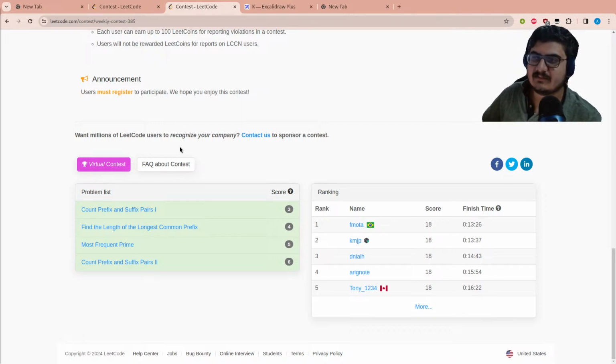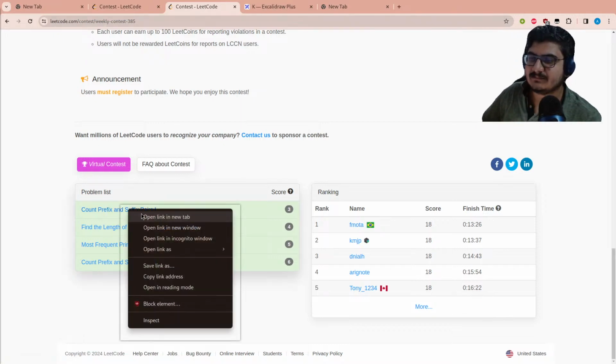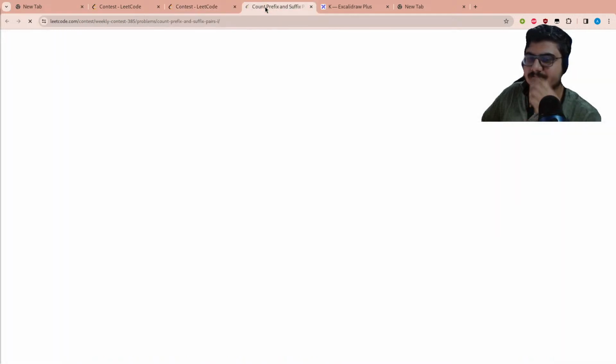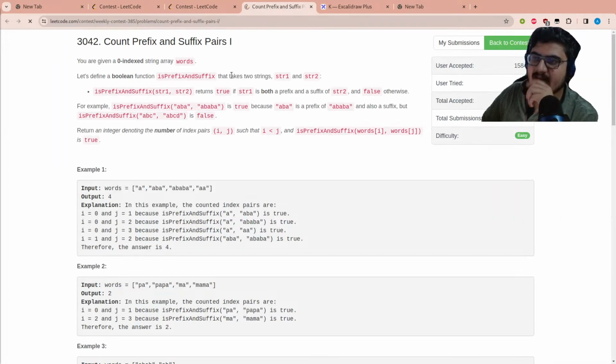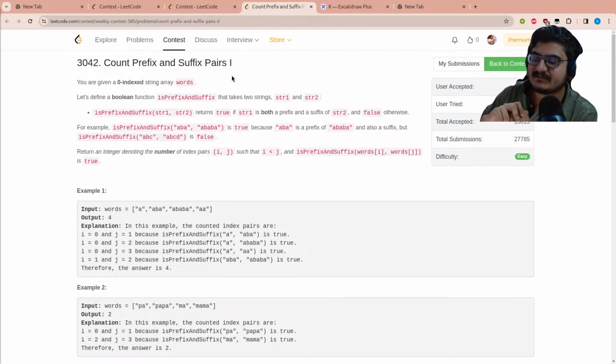And I will get started with the first problem first. The first problem says Count Prefix and Suffix Pairs 1. You are given a zero-indexed string array words. Let's define a boolean function isPrefixAndSuffix that takes two strings, str1 and str2. isPrefixAndSuffix returns true if str1 is both a prefix and a suffix of str2, and false otherwise.